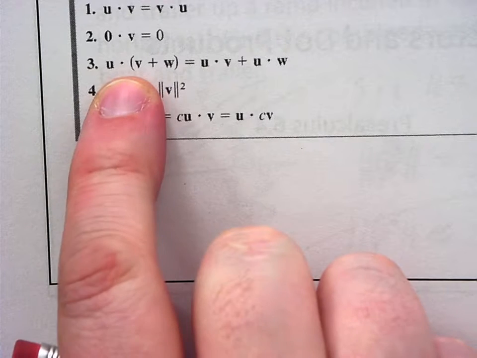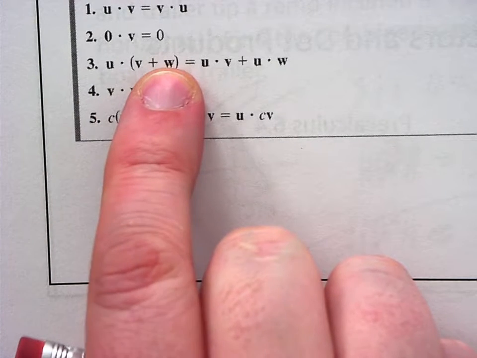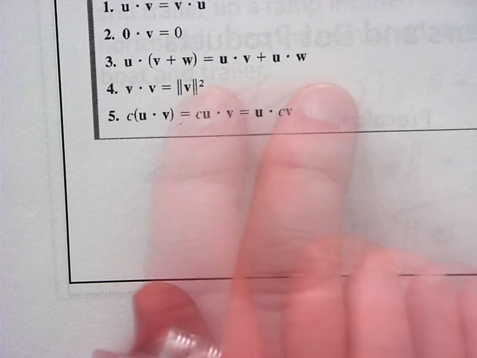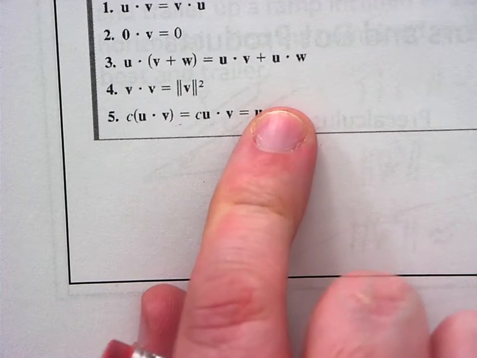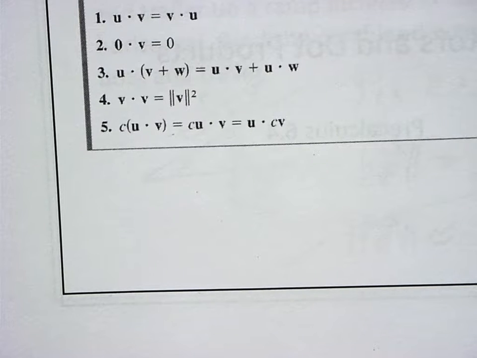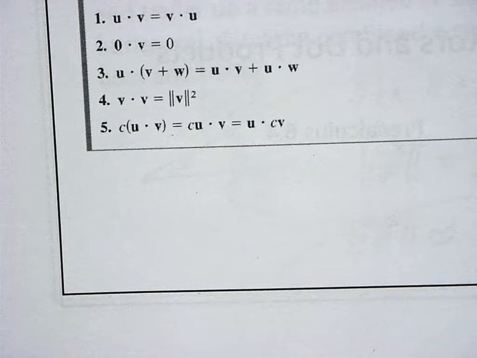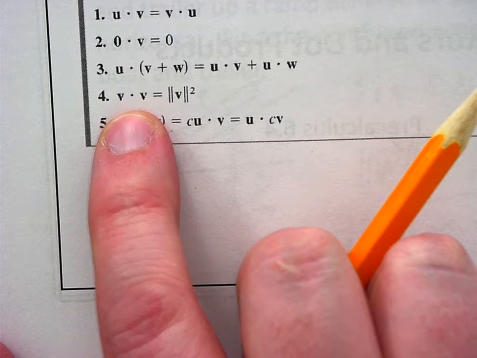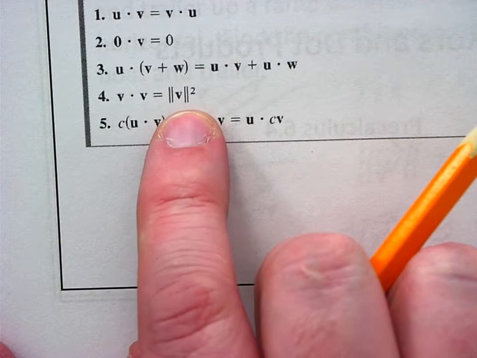If you're dotting with v plus w, that would generate a new vector, right? So either you can dot with the new vector or you can dot them individually and then add those two together. So it acts as distribution over addition. One of the more odd properties that can be useful at times is if you dot any vector with itself, it actually gives you the magnitude squared.